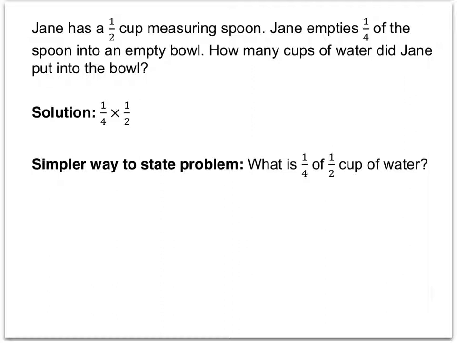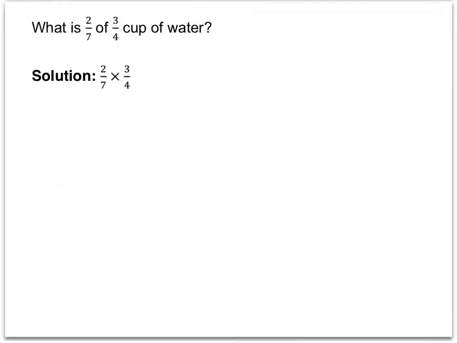Now a simpler way to state this problem is to simply say, what is a quarter of a half cup of water? All this question right here is asking the same thing as what we had up there. It's just doing it in simpler terms, in fewer terms. What is a quarter of a half of a cup? Okay. Well, let's ask a similar question using different numbers. So the question here is, what is 2/7 of 3/4 of a cup? So this is the same problem as what we just did, just with different numbers.